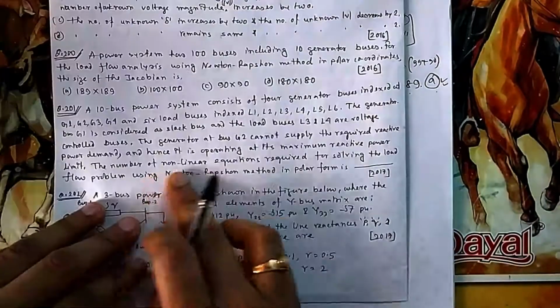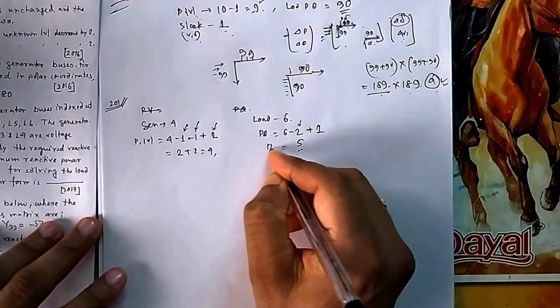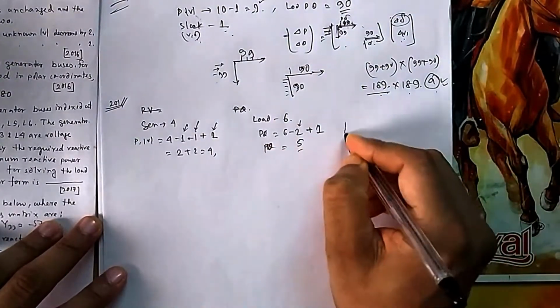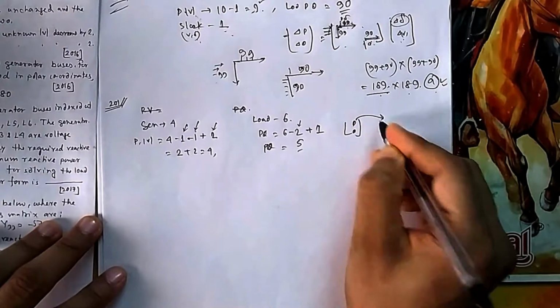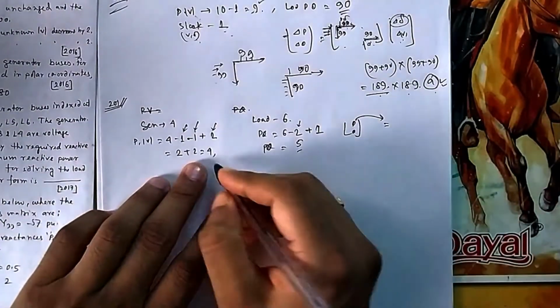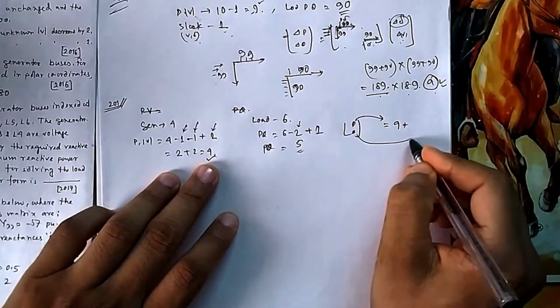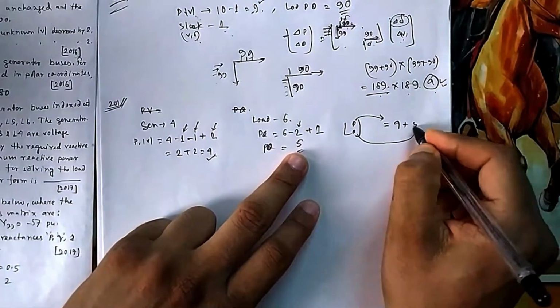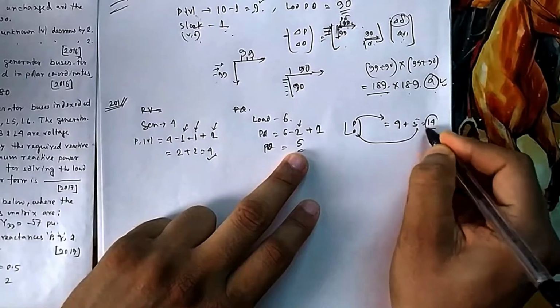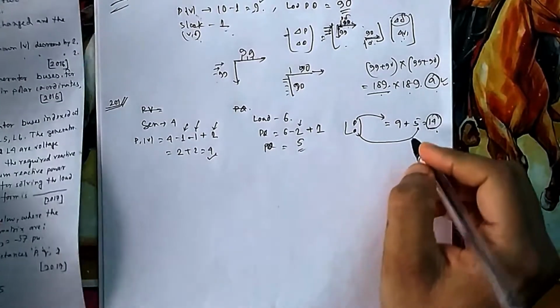Now what they are asking is the number of nonlinear equations. So how many equations of P, because you are writing equations of P and Q. So how many P equations will you have? This is 4 P, 5 P, total 9 P, so you can write 9 equations of P. How many Q? 5, so you can write 5. So total 14 nonlinear equations you will be solving. So that is your answer.